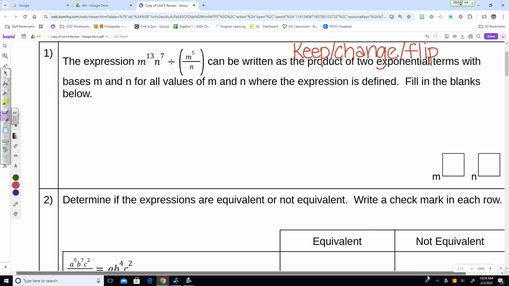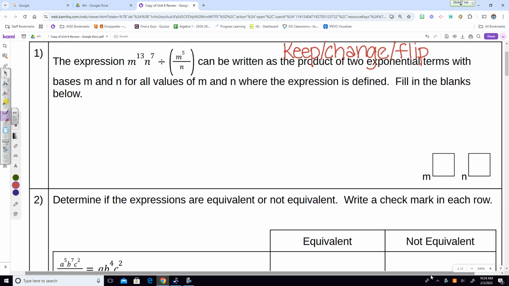And it's going to be the one that looks like this. It says the expression m to the 13th, n to the 7th divided by m to the 5th divided by n can be written as the product of two exponential terms with bases m and n for all values of m and n where the expression is defined. Fill in the blanks. Don't worry about all the words. The words can get overwhelming, okay?